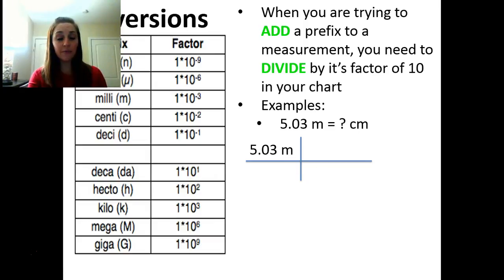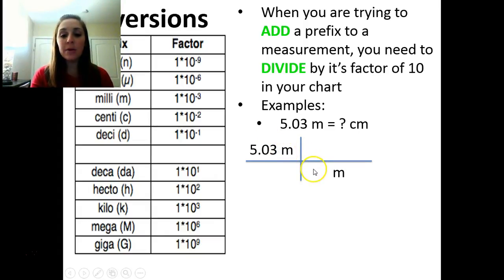So you guys have seen this before. Whatever unit you have that you don't want, put it on the other side. So I have meters here. I don't want meters in the end. See how I want centimeters? So that means the meters has got to go. I currently have it on the top, so I need to put it on the bottom because anything you have on top and bottom, if it's the same, you can cancel it out. So remember, meters divided by meters turns into nothing. I want centimeters, so I'm going to put this on top.